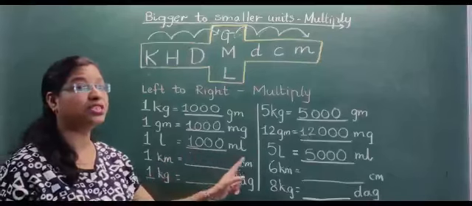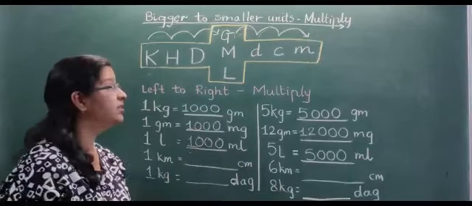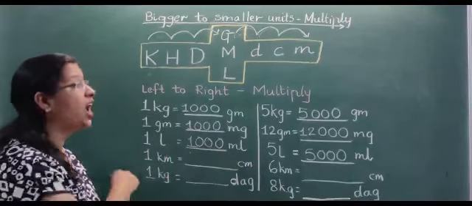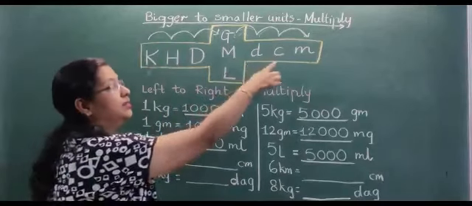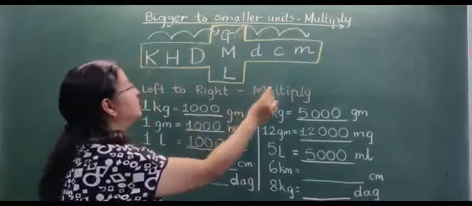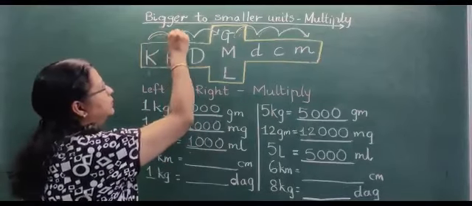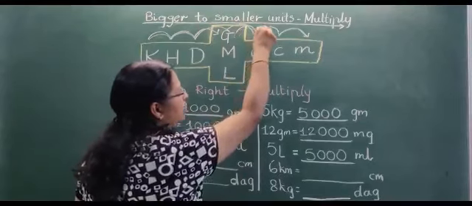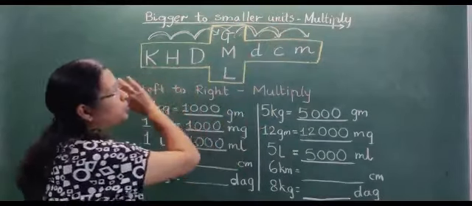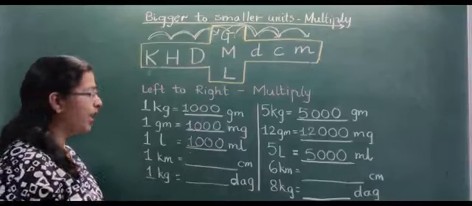1 kilometer is equal to how many centimeters? Now for this, let us check how many places we'll have to move. So here it's kilometer and here it is centimeter, right? So 1, 2, 3, 4, 5. So you'll have to move 5 places to the right.